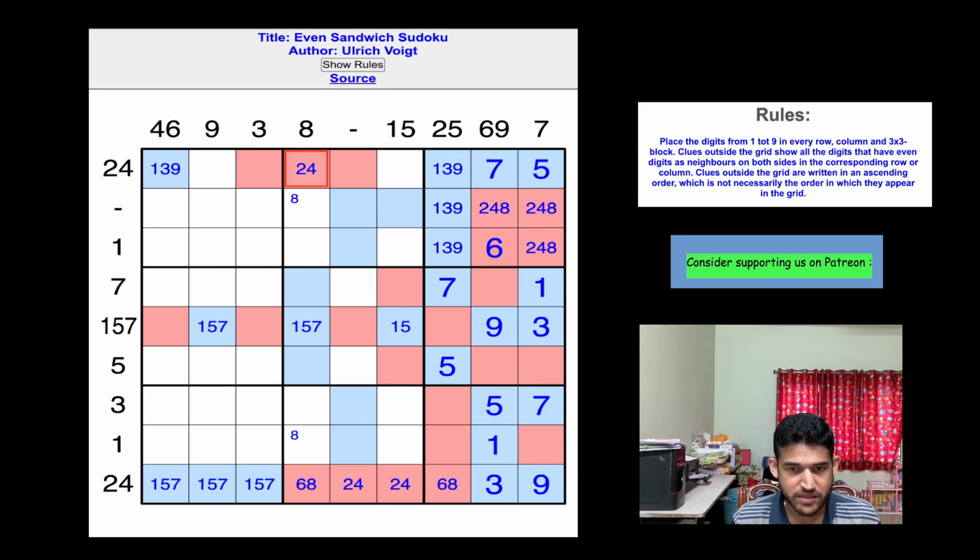And 8 cannot be here because 8 is in one of these cells in column 4. So that is a 6, that is an 8. Awesome. And these would be 2, 4, and 6.